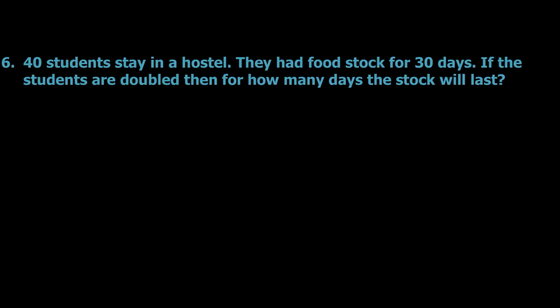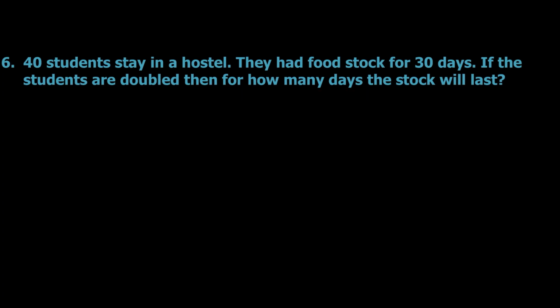Sum number 6. What are the two things that are given? Number of students and the food stock. Be very careful, read carefully. 40 students stay in a hostel. They had food stock for 30 days. If the students are double, then how many days will the food stock last?